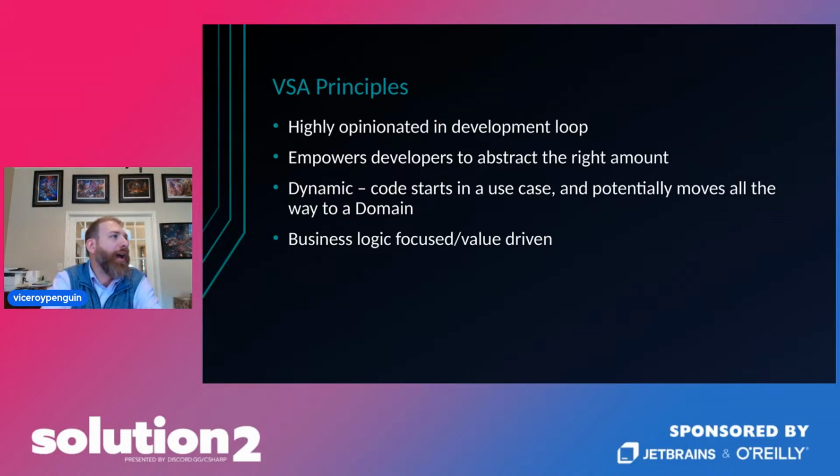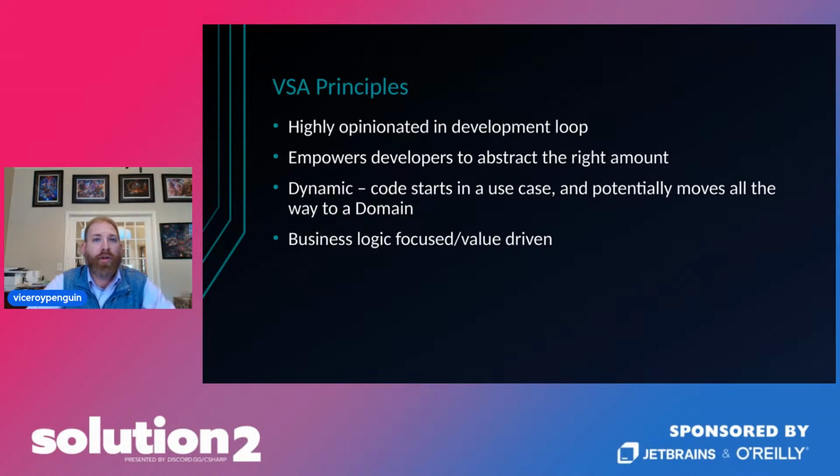So, principles. We want to be opinionated in our development loop. That is, we want to do what we need to do. We want to have opinion. We don't want to say, hey, separate between this layer and this layer. Instead, we're going to say, no, I'm going to get things done. I'm going to make an intentional decision to do what needs to get done. We're going to empower the developers.